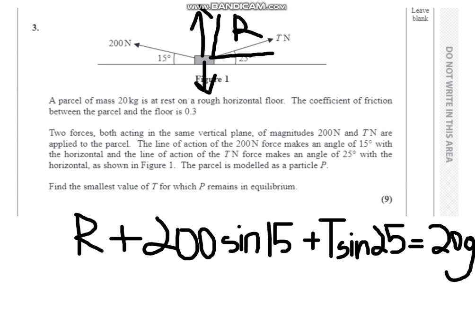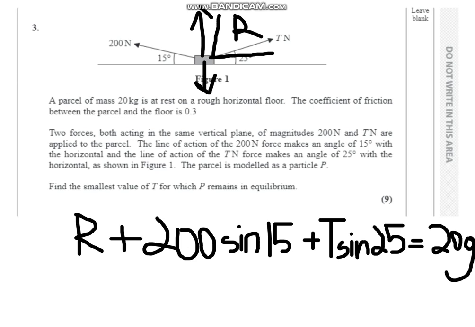The vertical forces you can see: R plus 200 sine 15 plus T sine 25 equal to 20G. Now, why did I set 20G equal to that side? Because of 20 kg and G, basically F equals ma. So you have to add a G there as the acceleration due to gravity. Because this force is downwards, it will be a minus sign, so I'll set it equal to that side. So that will be our equation 1.